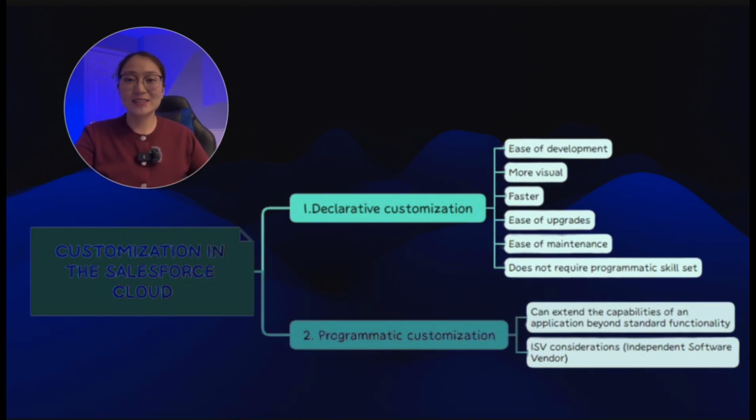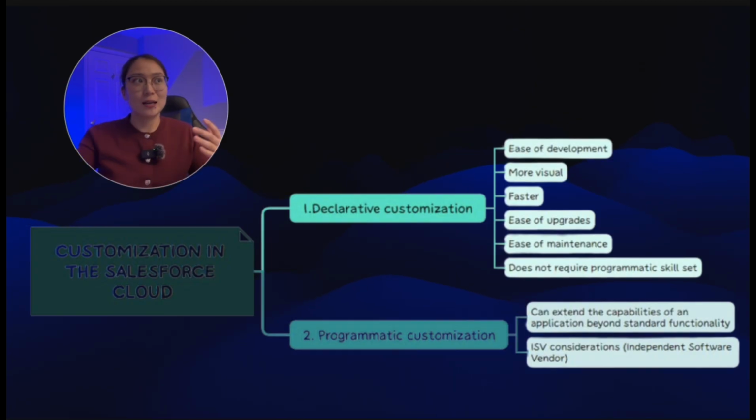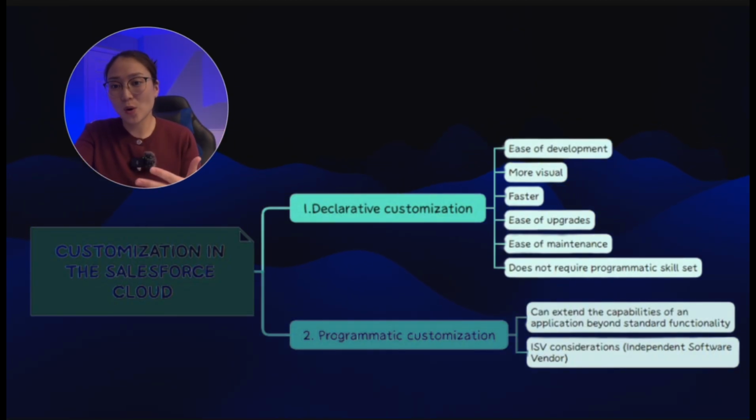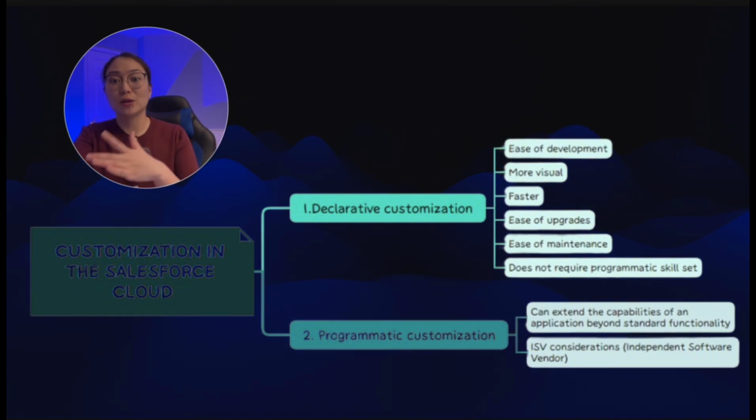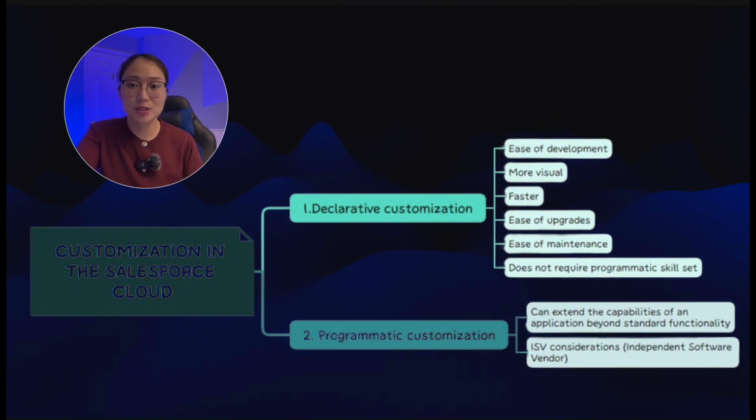Now, the second type is programmatic customization. This is when you customize Salesforce using code. Programmatic customization requires coding skills. It's used when declarative tools are not enough. For example, when you need very complex logical behavior that goes beyond standard Salesforce features.